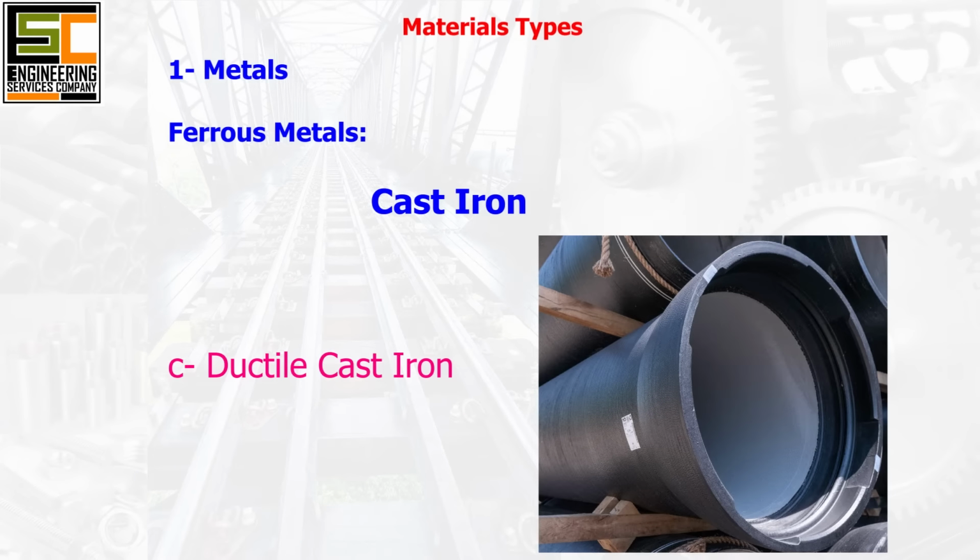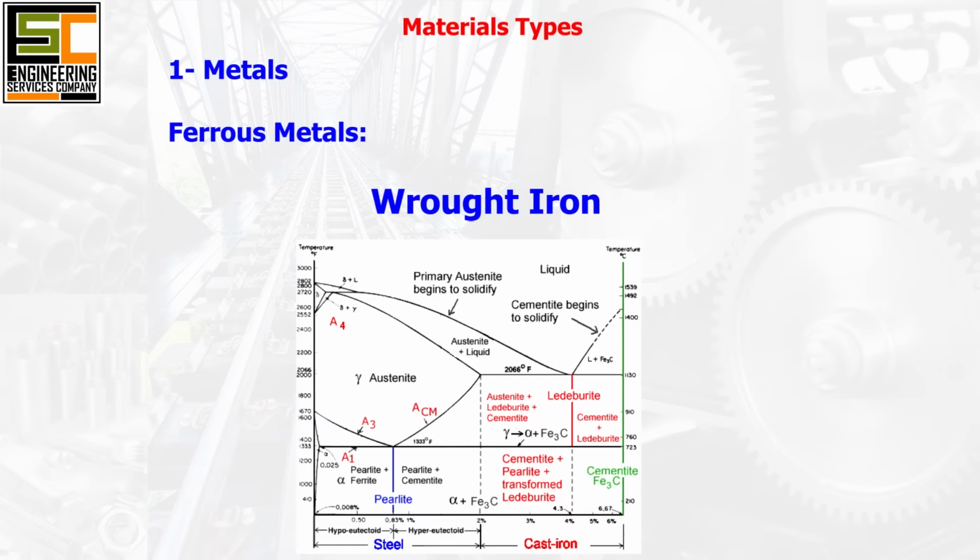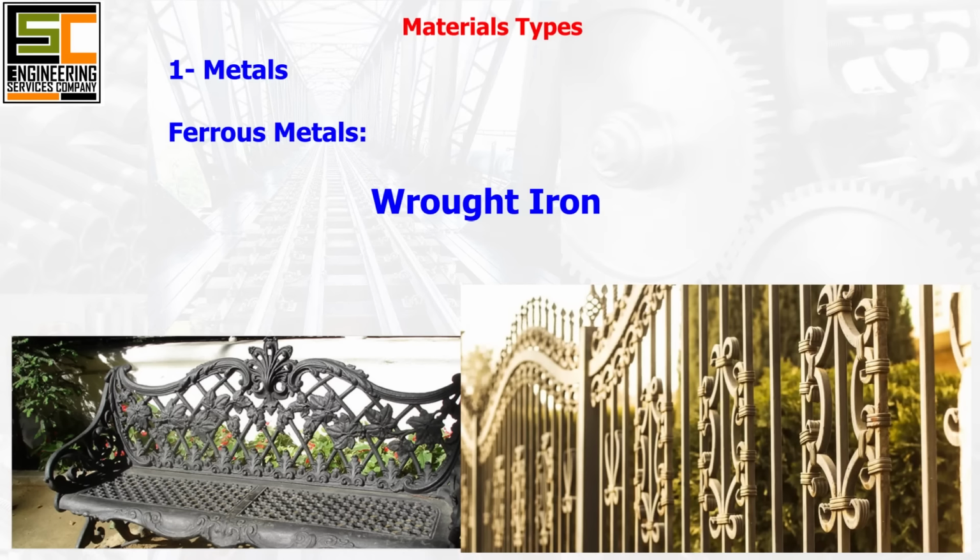Ductile cast iron. Nodular cast iron contains spherical graphite nodules, providing enhanced ductility, toughness, and impact resistance compared to gray or white cast iron. Wrought iron. Wrought iron is a nearly pure form of iron with a very low carbon content, less than 0.8%. It is relatively soft, malleable, and ductile, making it suitable for forging and shaping into various decorative and ornamental products such as gates, railings, and furniture.